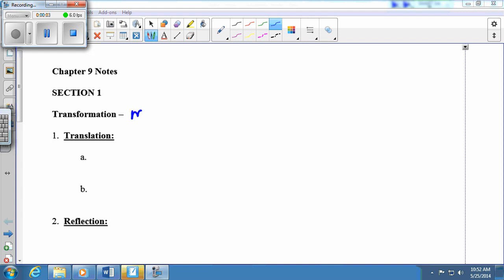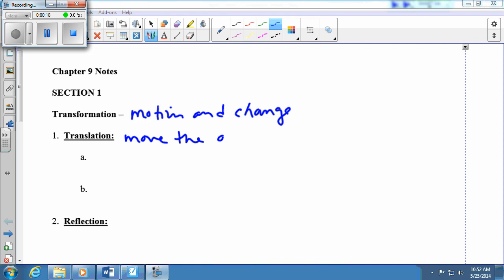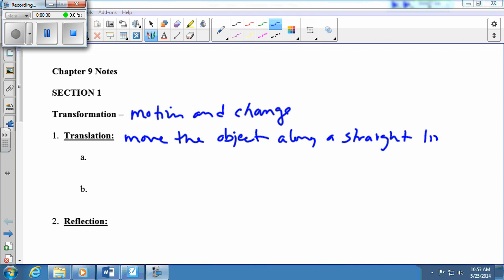Transformations involve motion and change. So we're going to take things like shapes and we're going to move them around. One type of move is a translation. What a translation does, it's going to move the object along a straight line. We call that straight line a vector.